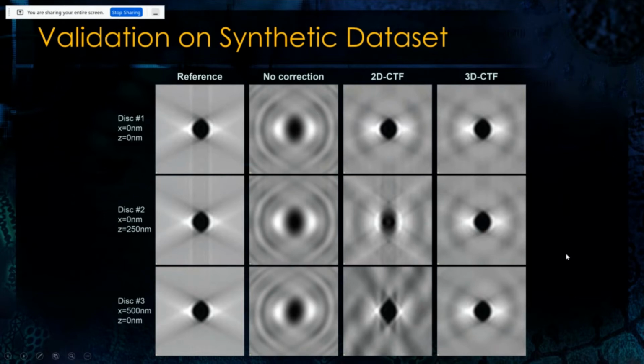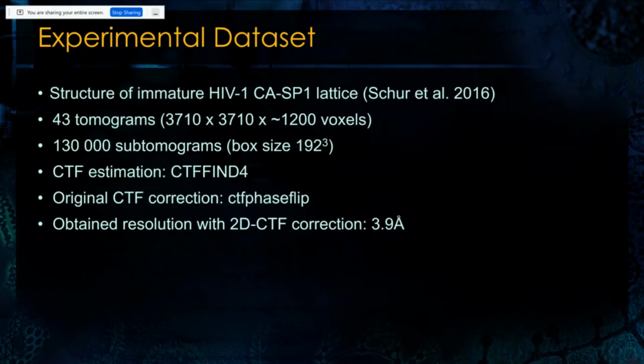Now, having done that, we of course were curious how this would perform on an experimental data set. Back then, the data set with the highest resolution achieved was the one from my colleague Florian Schur of the immature HIV capsid lattice. They had 43 tomograms in total, roughly 4K by 4K, with a thickness of 1,200 voxels, which means around 160 nanometers. It was a very large data set because it resulted in 130,000 subtomograms.